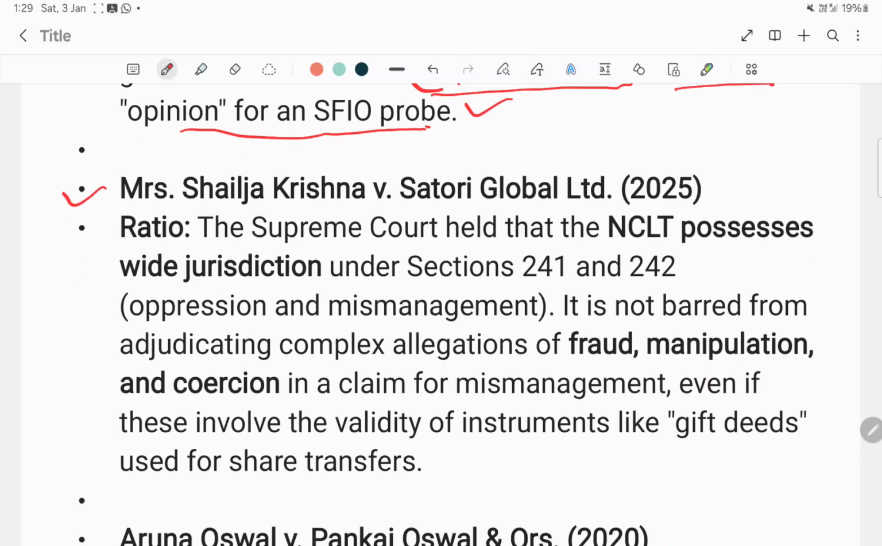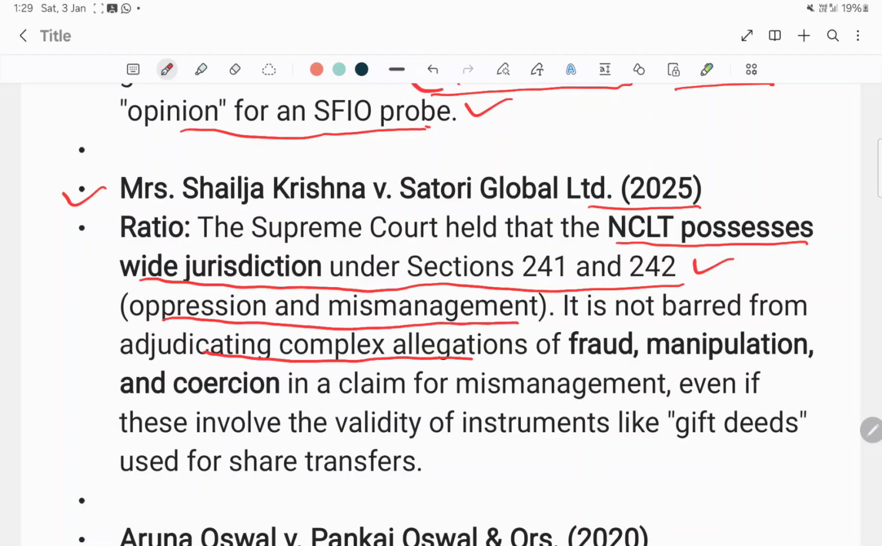Thereafter, Mrs. Shelja Krishna versus Satori Global Limited 2025. In this case, the Supreme Court held that NCLT possesses wide jurisdiction under Sections 241 and 242, that is, oppression and mismanagement. It is not barred from adjudicating complex allegations of fraud, manipulation, and coercion in a claim of mismanagement, even if these involve the validity of instruments like gift deeds used for share transfers.